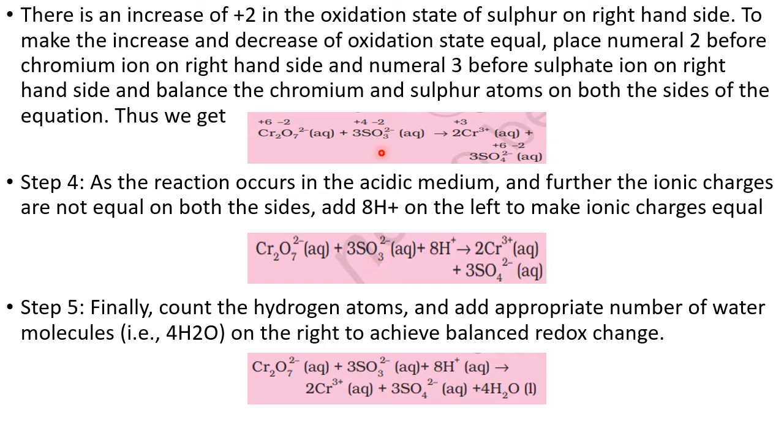Now after equalizing the increase and decrease, our next work is to balance the number of O and the number of H. On the LHS, 7 O and 3 S O4 are 9. 9 plus 7, how much? 16 O on the LHS. You see on the RHS, there are 12 O. LHS 16, RHS 12. How much difference? 4 difference. So 4 oxygen are less on the RHS.